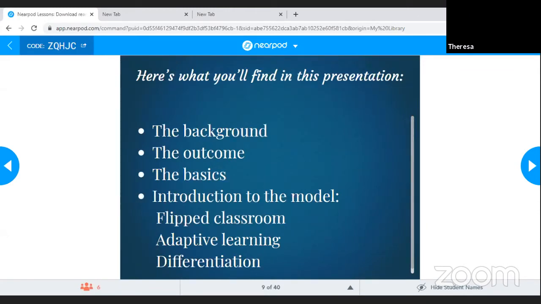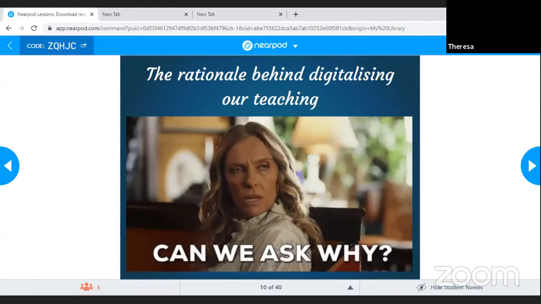Here is what you're going to find in this presentation. We're going to take a look at the background. Remember, we're speaking about the FAD model, which we'd like to present this morning. We're going to be speaking about the outcome. We're going to be addressing the basics, and I'm going to give you an introduction to the model about the flipped classroom, adaptive learning, and differentiation, which we are incorporating into one.